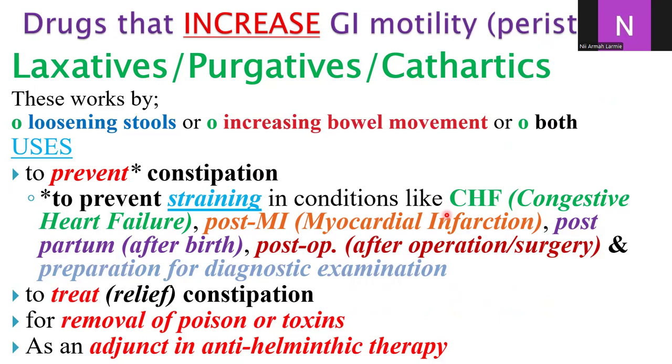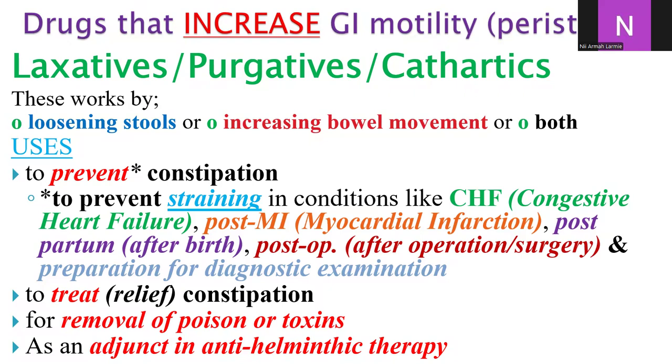All right. And finally, it has also been used as an adjunct in anthelmintic therapy, meaning some people, when they take a dewormer, after the dewormer, they want to purge, so they will take a laxative for themselves. In that instance, they use the laxative as an adjunct for deworming, for the anthelmintic therapy. All right. So that is basically laxatives.